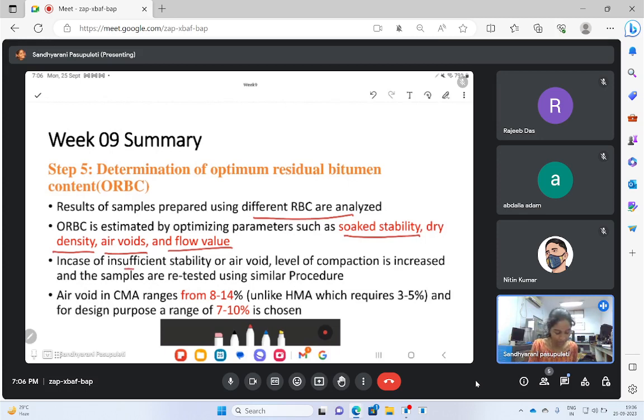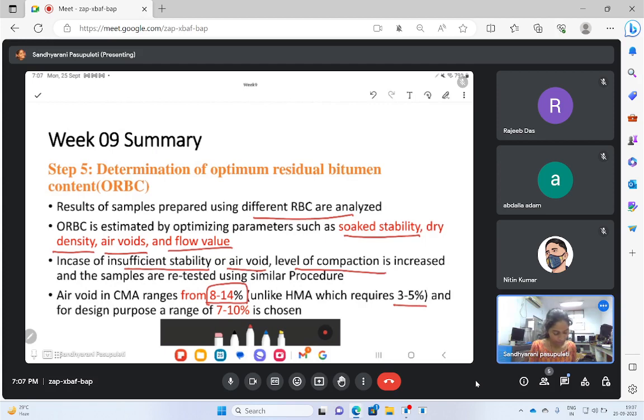If we have insufficient stability or voids, sometimes it might happen that the soaked stability is satisfying, but the air voids are not satisfying. That means the level of compaction is not sufficient. So we need to change the level of compaction sometimes, and again redesign. But finally the criterion is that air void should be in the range of 8 to 14. Whatever residual bitumen content I have changed and calculated the stability for dry and soaked, all those specimens should have 8 to 14 percent of air voids, but in HMA it was 3 to 5%.